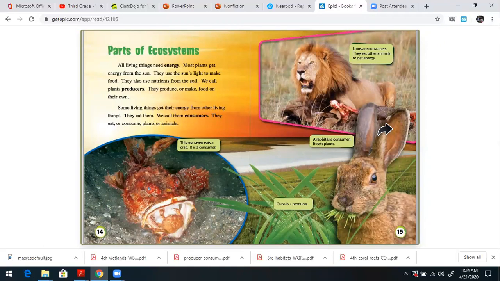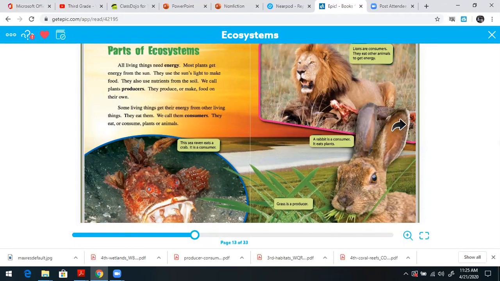Parts of an ecosystem. All living things need energy. Most plants get energy from the sun. They use the sun's light to make food. They also use nutrients from the soil. We call plants producers. They produce or make food on their own. Some living things get their energy from other living things. They eat them. We call them consumers. They eat or consume plants or animals. So here we can see a lion, who is a consumer, eating other animals for energy.